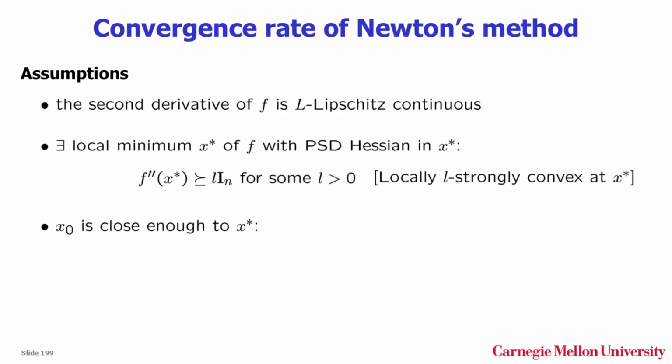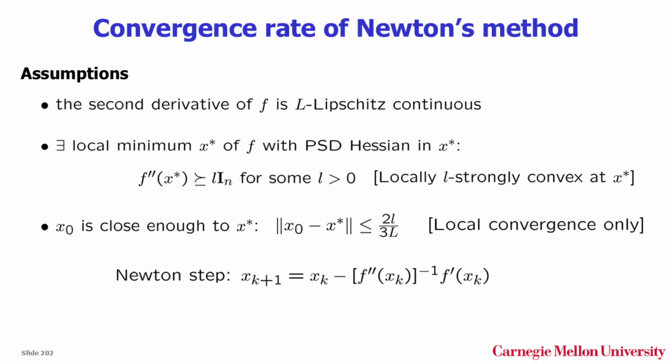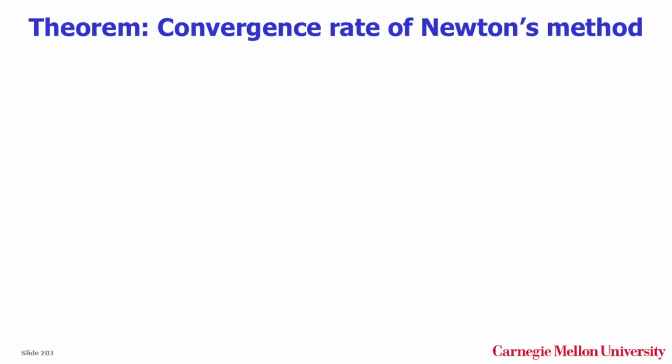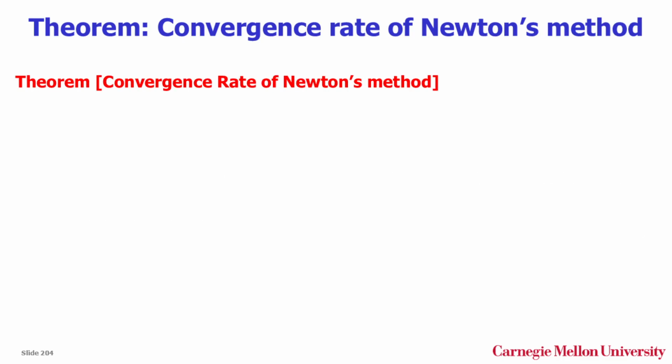We also assume that the initial point x0 is sufficiently close to x star. Formally, we will assume that the norm of x0 minus x star is upper bounded by 2 times lowercase l divided by 3 times capital L. This assumption implies that we are only proving a local convergence result. Finally, we will use the standard Newton update in each iteration. Under these assumptions, the following theorem holds.